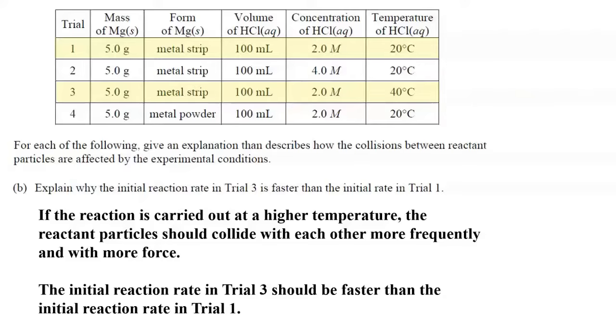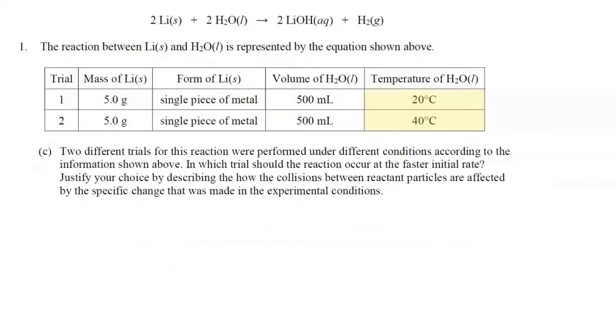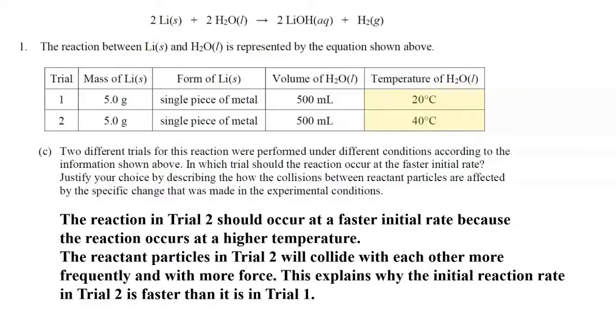So that's the language I'm going to use here in part C, that the reaction in trial 2 should occur at a faster initial rate because the reaction occurs at a higher temperature. The reactant particles in trial 2 will collide with each other more frequently and with more force, and this explains why the initial reaction rate in trial 2 is faster than it is in trial 1.